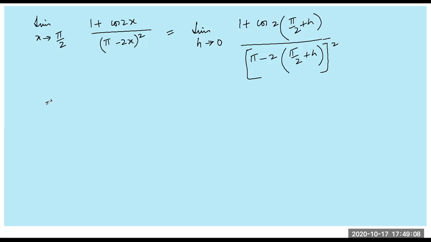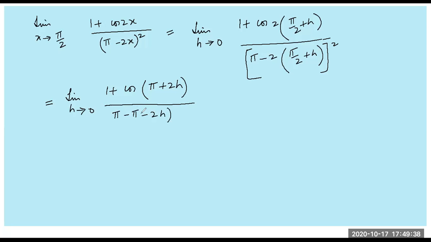So this is equal to limit h approaches 0. Here, what do I get? Here I get 1 plus cos of pi plus 2h. I'm simply taking 2 inside, multiplying 2 with this. And divided by, so here what do I get? Pi minus 2h whole square. Very simple.